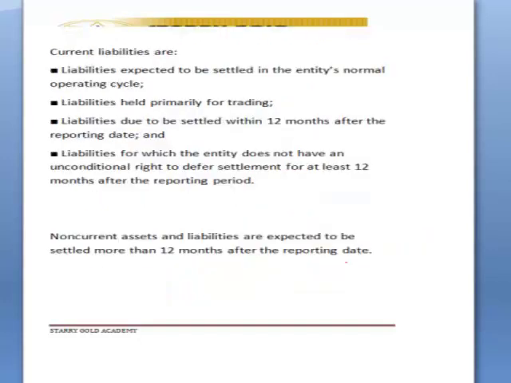Now the liabilities are divided into two as well: current liabilities and non-current liabilities. What shall constitute a current liability? One, liabilities expected to be settled in the entity's normal operating cycle. Liabilities held primarily for trading, we refer to them as current liabilities. Also, liabilities due to be settled within 12 months after the reporting date.